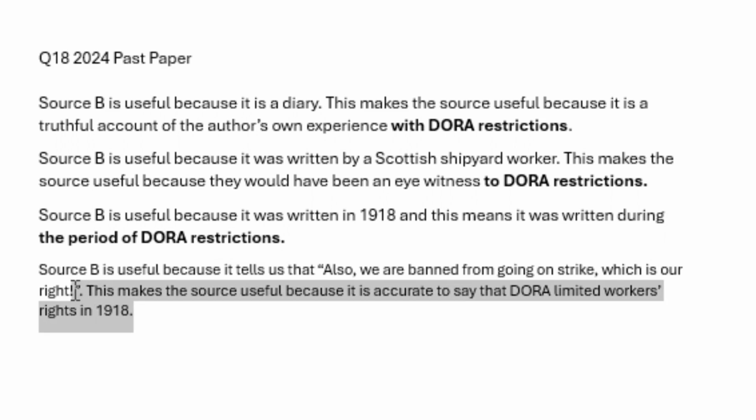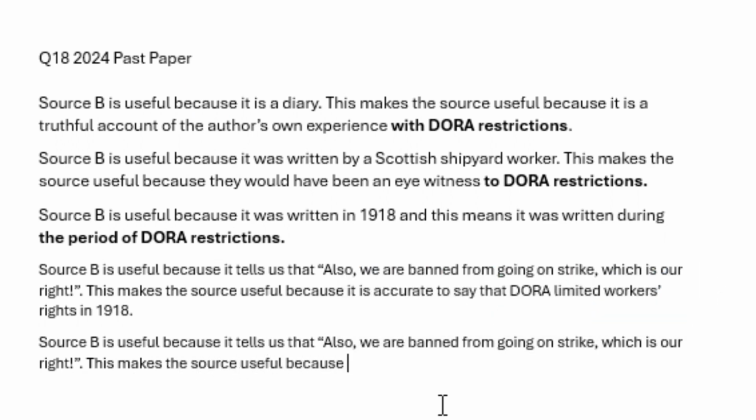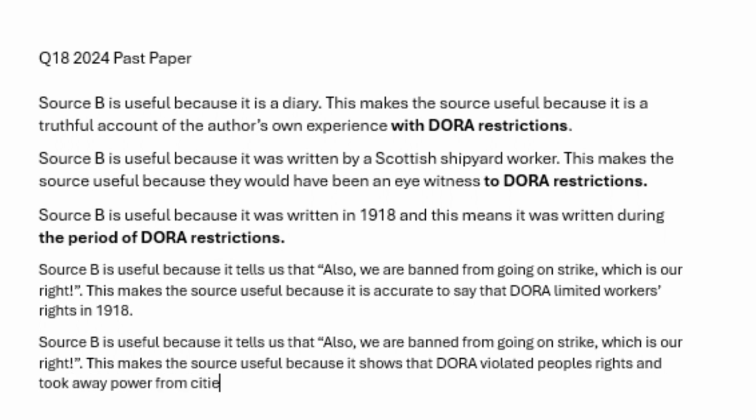Now I'm just going to show you something that wouldn't get marks. So this would get marks. Some of you will be tempted to write something as follows. I'm going to take the quote and write this makes the source useful because it shows that DORA violated people's rights and took away power from citizens during this time. And that's a lovely bit of interpretation of the source, but we're not being asked to interpret the source. Like I say, we're being asked to evaluate the usefulness of the source.